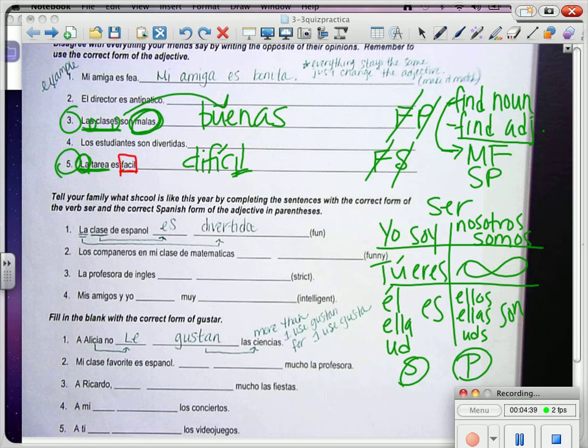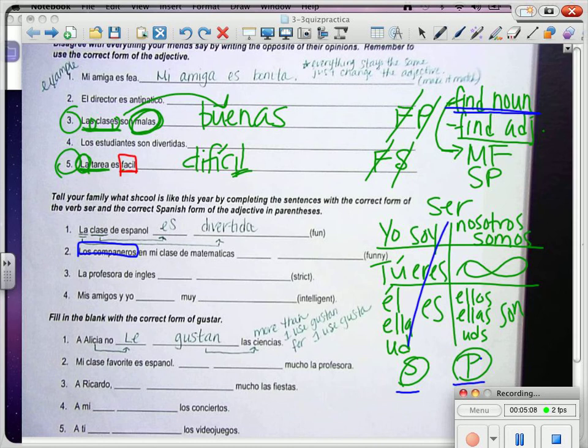All right, now let's look at what we have to do here. The first thing I want to do is find my noun. Where's my noun? Los compañeros en mi clase de matemáticas, and now I have to decide if los compañeros will be on the singular side of the chart or the plural side of the chart. Tell me, singular side or the plural side? Los compañeros. I know that los is plural. So it's going to be on the plural side of the chart. So I'm eliminating this side.